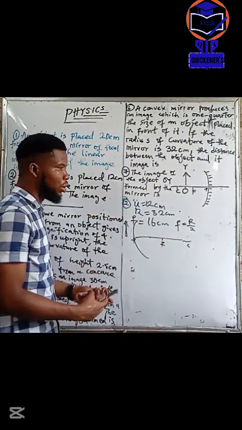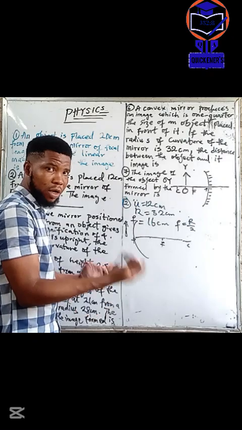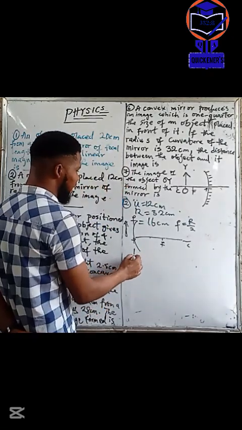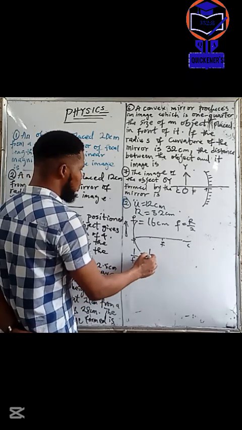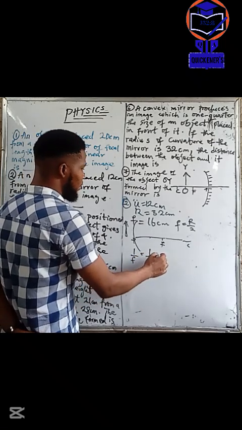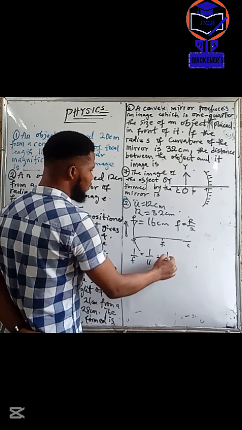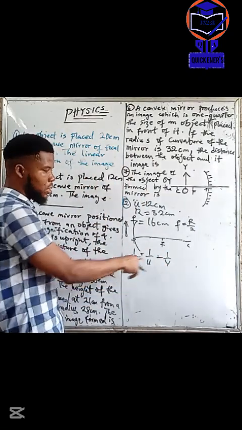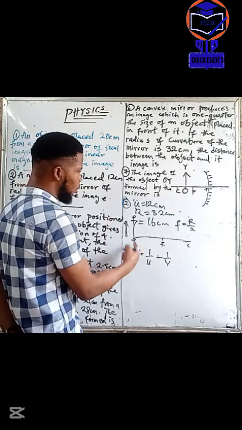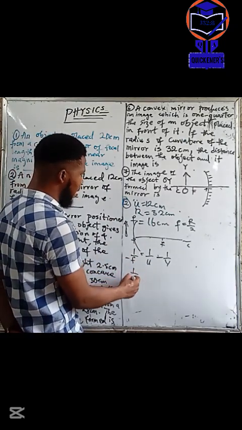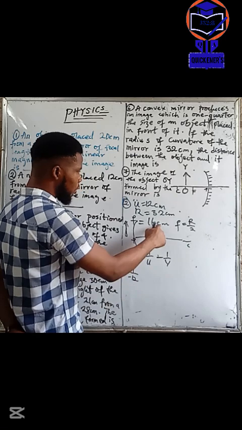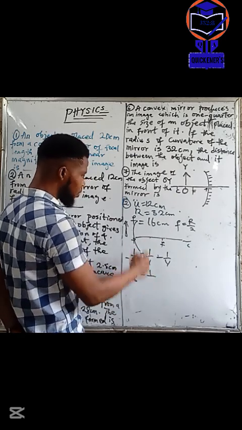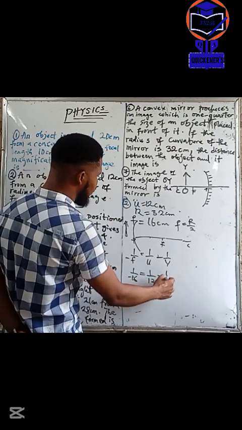You can still do a calculation to discover the position of the image. What will be the calculation? 1 over F equals 1 over U plus or minus 1 over V. The image is behind and the focal length is also behind, so when you put all this in, you have minus 1 over 16 equal to 1 over 12 minus 1 over V.